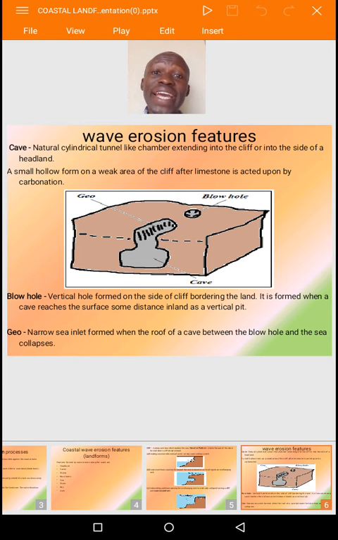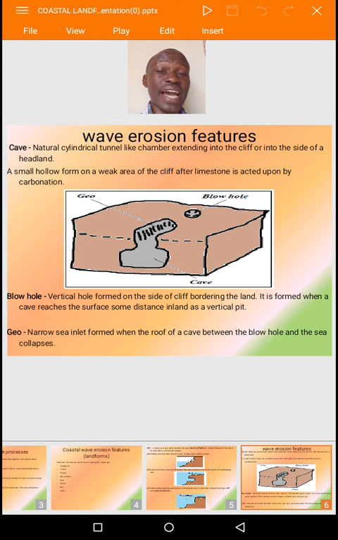We continue with the wave erosion features. We have what we call a cave. You've defined it as a cylindrical tunnel-like chamber extending into the cliff or into the side of a headland. We will be looking at the headland later. People have lived in caves before. This time we are looking at this happening within the rock face at the coast, where you see a small hollow form on a weak area of the cliff. It should be weak, meaning it's softer for the waves to carry the parts away. Definitely, these areas are likely to have limestone, which is one of the weaker rock materials.